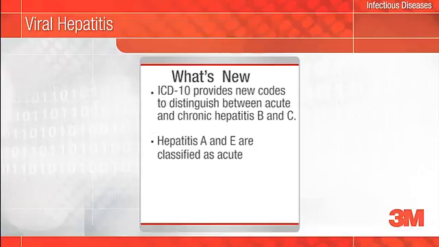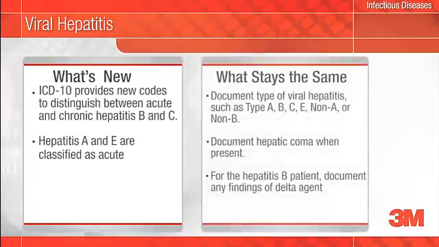Hepatitis A and E are only classified as acute in ICD-10. What remains the same in ICD-10 is that the type of hepatitis needs to be documented as well as hepatic coma if present. In addition, the findings of a delta agent in the hepatitis B patient should be documented, as there are codes that indicate its presence with hepatitis B. This helps to better portray how sick your patient is.